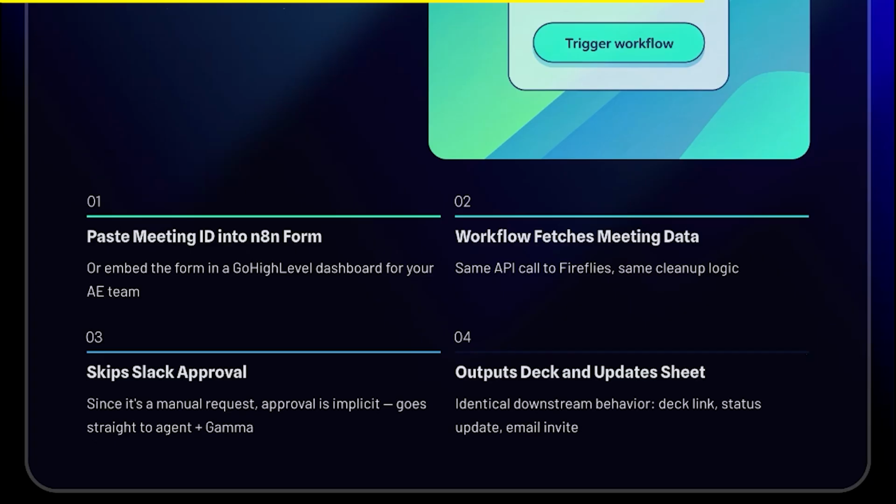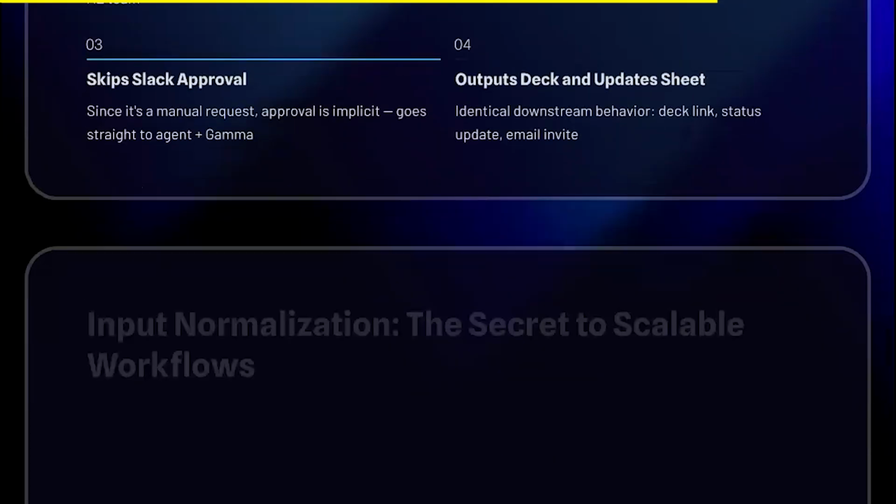You can paste the meeting ID in the n8n form or embed that form into GoHighLevel. You can then have that workflow fetch meeting data. So again, same API call to Fireflies and Fathom. You can skip the Slack approval and it can go straight to outputting the deck and updating the sheet.